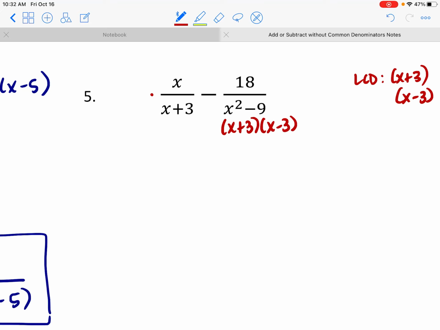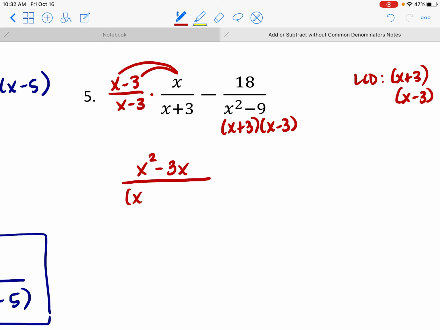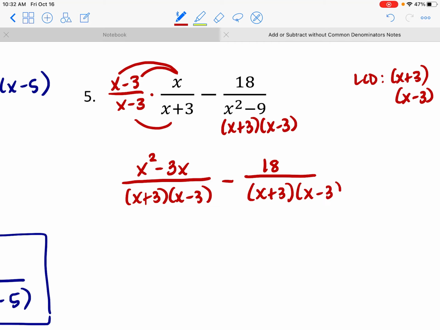But the first fraction only has the x plus 3. It's missing the x minus 3. So we're going to multiply by x minus 3 over x minus 3. That's going to give us x squared minus 3x over the common denominator, x plus 3, x minus 3. And then I have a minus, and I'm just going to bring this other fraction down. The 18 over the x plus 3 and x minus 3.